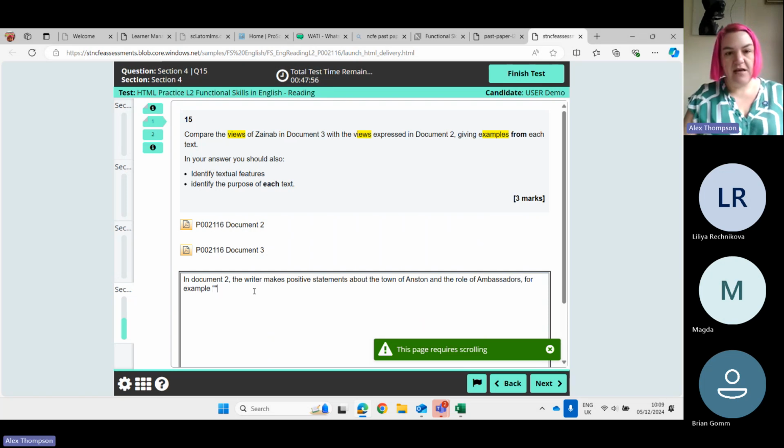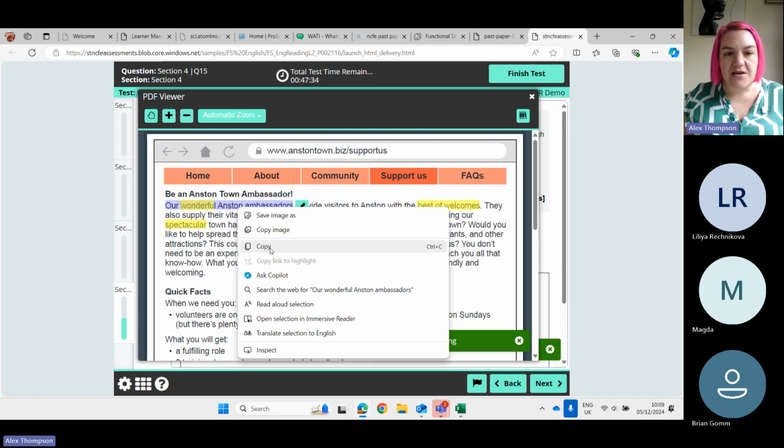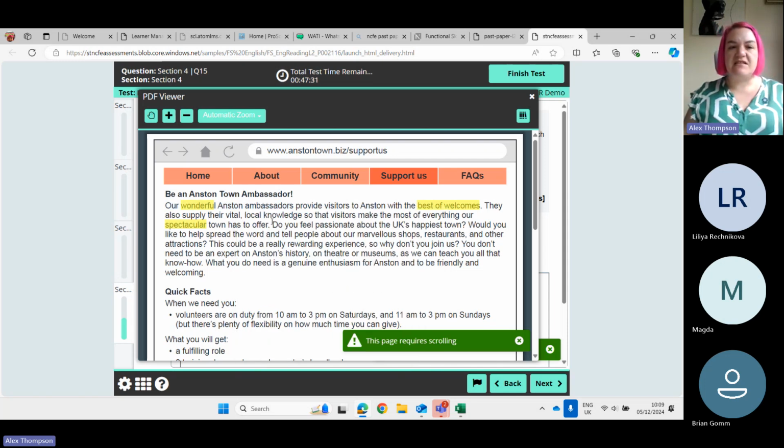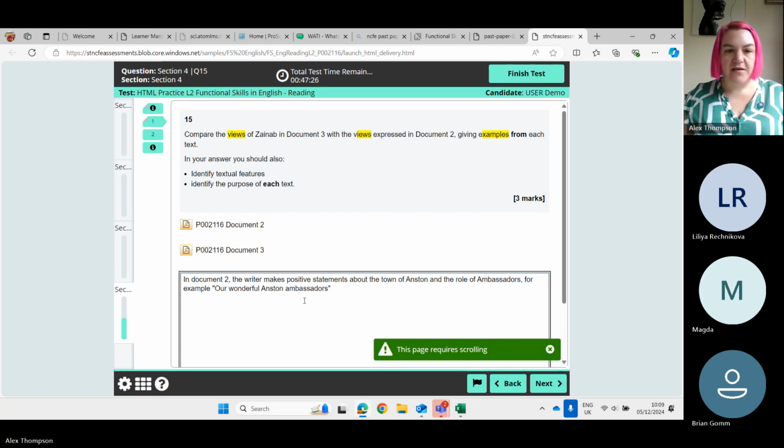For example, and all quotes, everything taken from the text must always start with quotation marks at the beginning and quotation marks at the end so that the examiner can see exactly which words you've taken from there. So, for example, I'm going to say this first little bit, "our wonderful Anston ambassadors." I've chosen that bit because right from the very start, it's positive, open, friendly, welcoming. So in document 2, the writer makes positive statements about the town of Anston and the role of ambassadors. For example, and then the quote.